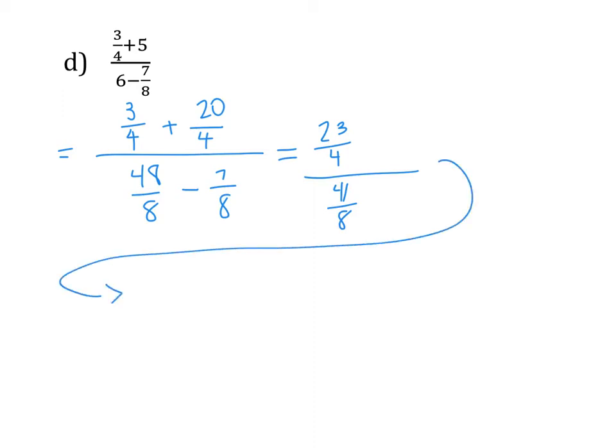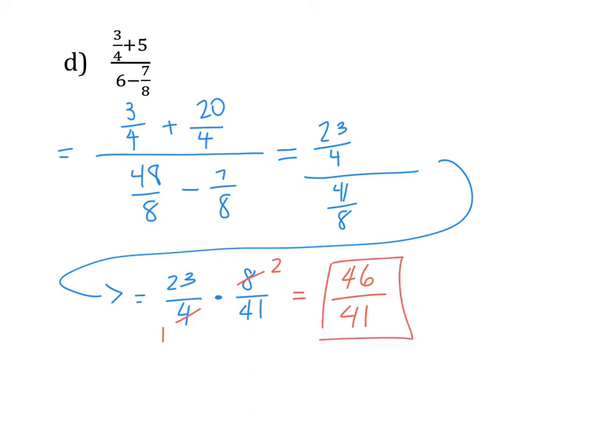So I'm going to go down here. I'm multiplying by the reciprocal, right? So I have 8 over 41. I can cancel things now. 4 and 8, 2 and 1. So this becomes 23 times 2 is 46 over 41. You can check again if there's anything that you can simplify, but there's not. So this is the final.